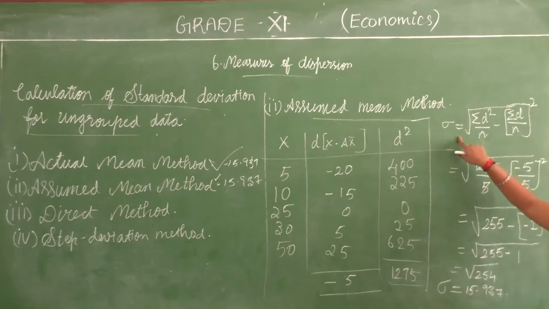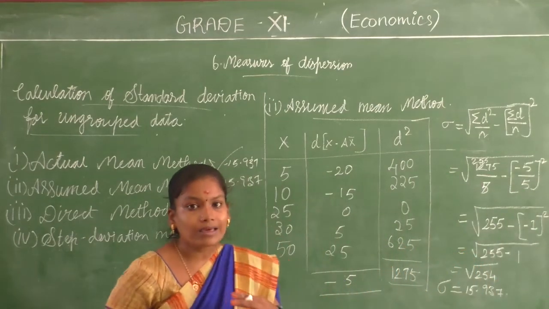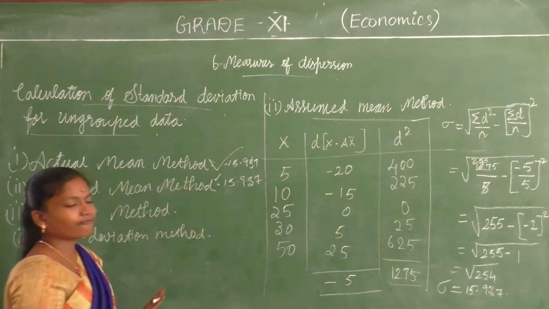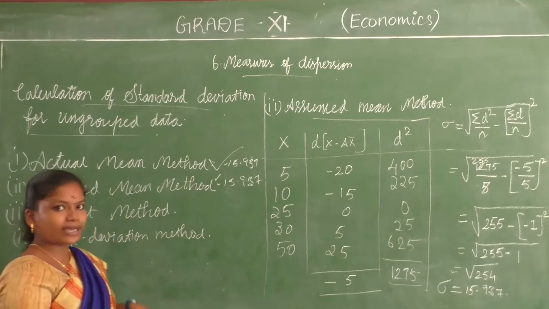Sigma is equal to root of sigma D squared by n minus sigma D by n the whole square. Right children, so when you apply it in the formula, you get the same standard deviation as the earlier time, whatever you have got. Right? Shall we move on to the next method, direct method?